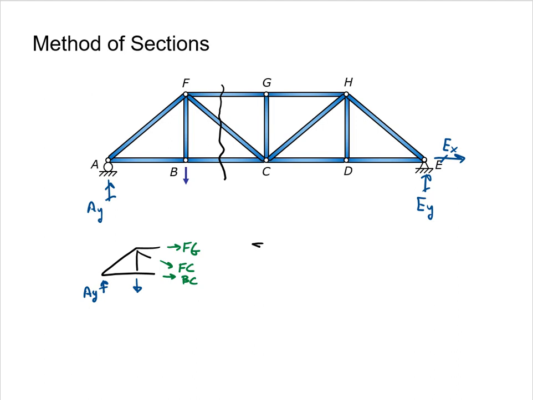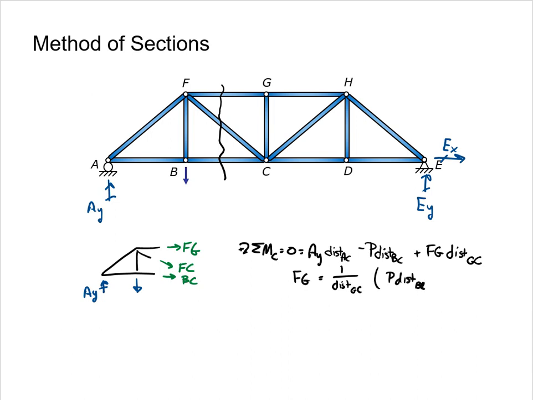By summing moments about point C, we get a positive contribution from the reaction, a negative contribution from the applied load, and a positive contribution from member FG. We know that the reaction is smaller than the applied load, but the moment arm for the reaction is larger than for the applied load. So we can't tell from this free body diagram whether member FG is going to be in tension or compression.